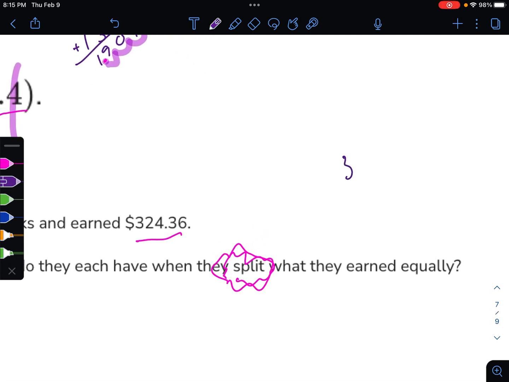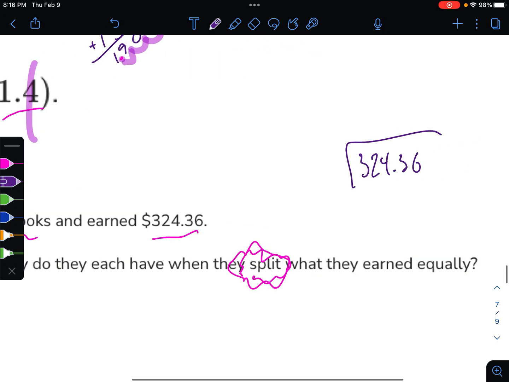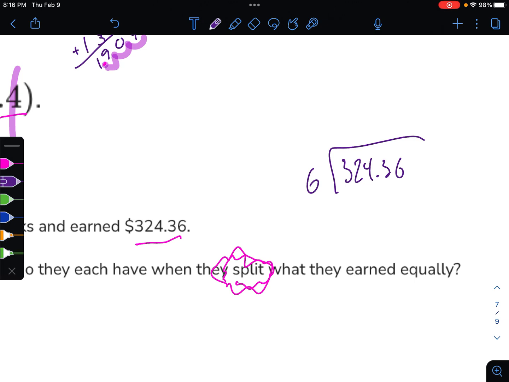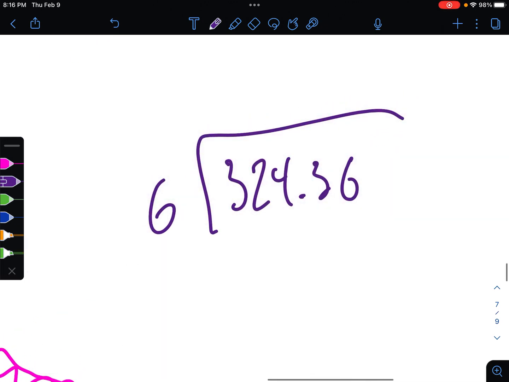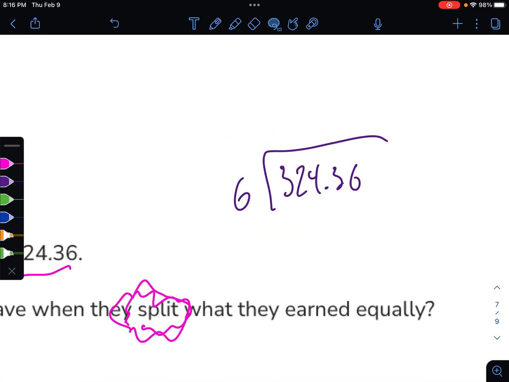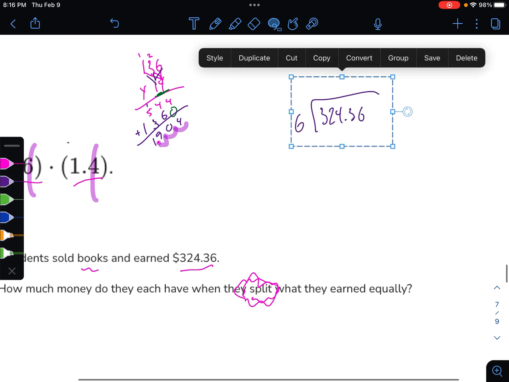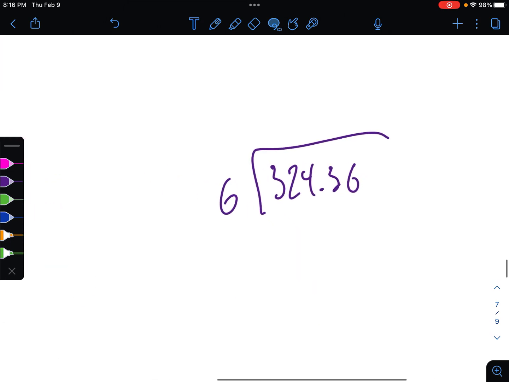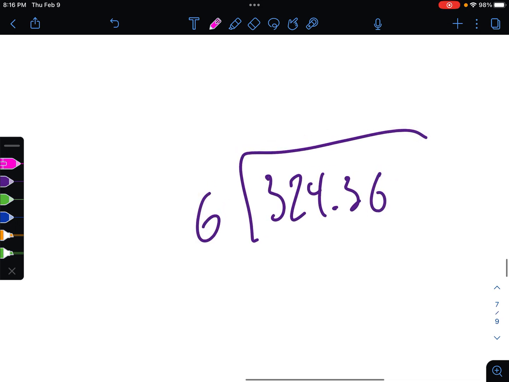Division is. I'm going to take that 324.36. I'm going to divide it by 6 people. All right. I have a decimal in there, and that's okay. We got a decimal. I just hope I left enough room. I don't think I did. I got some work. I got to move this out. I got to move this up here. I hate running out of room. Actually, I don't really hate it. I'm fine with it, but I just have to figure it out.